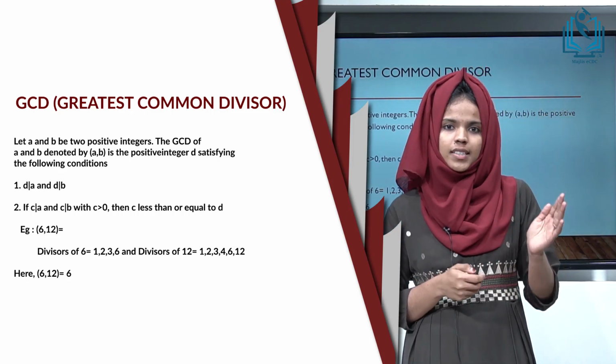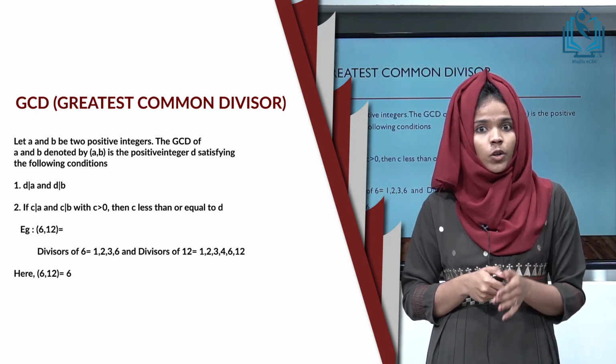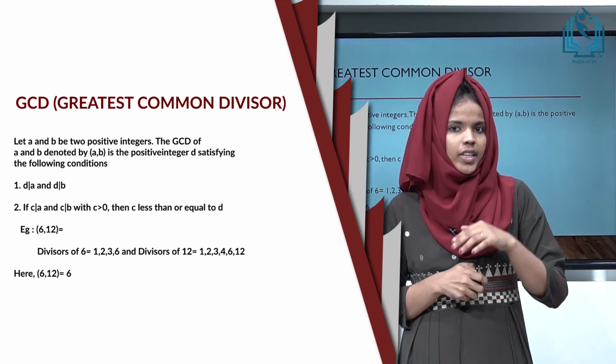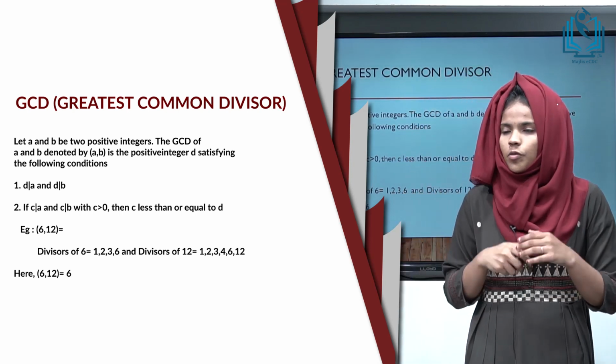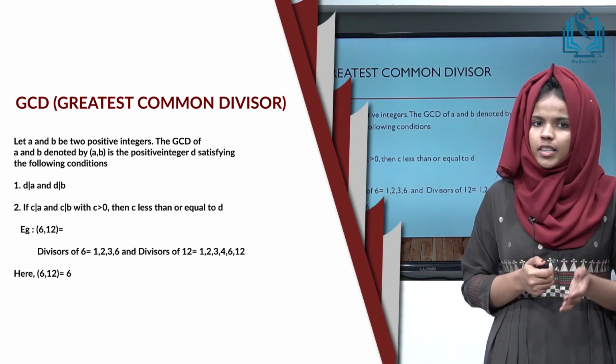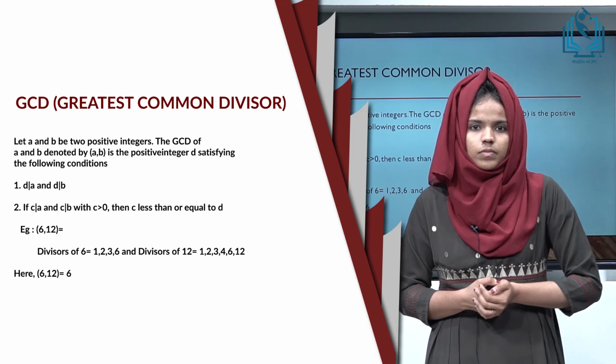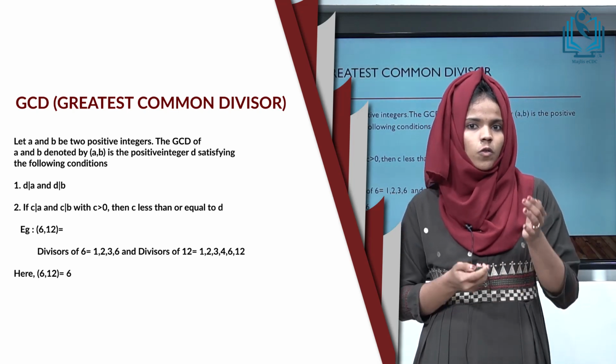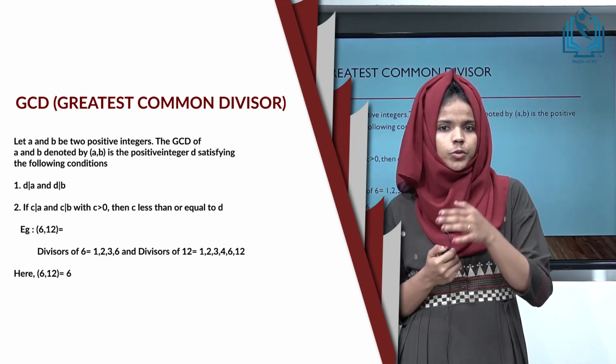So, C should be less than or equal to D. Then only D will be the GCD of A and B. For example, GCD of 6 and 12. 6 can be written as 1 into 6 and 2 into 3.